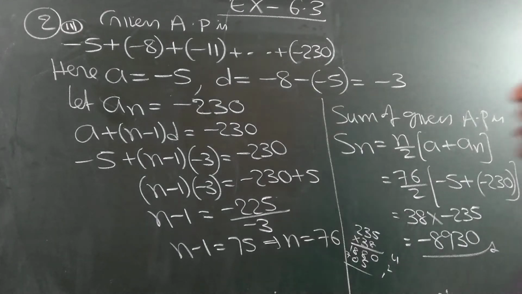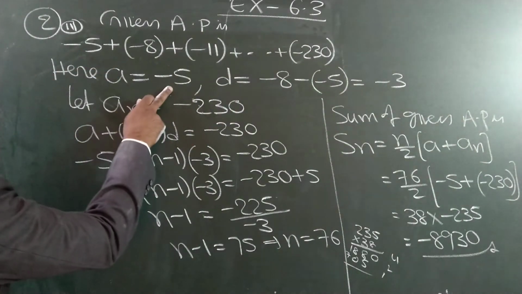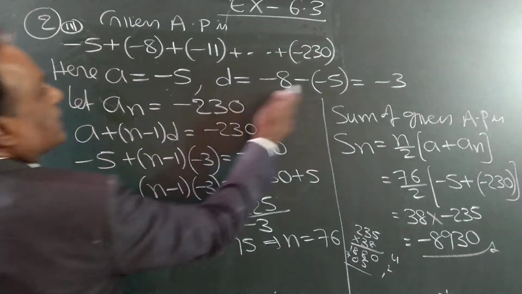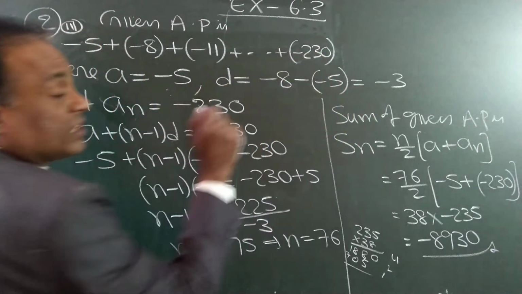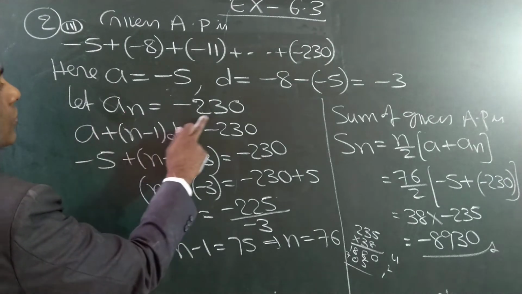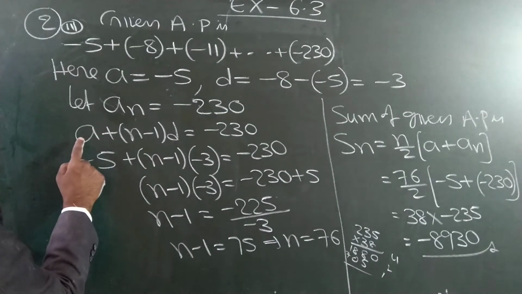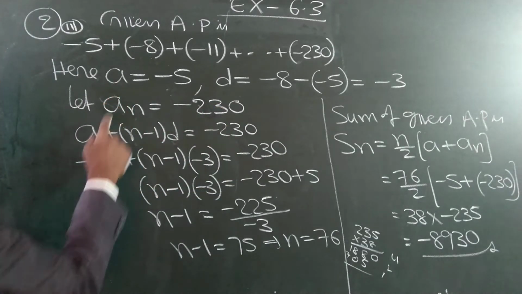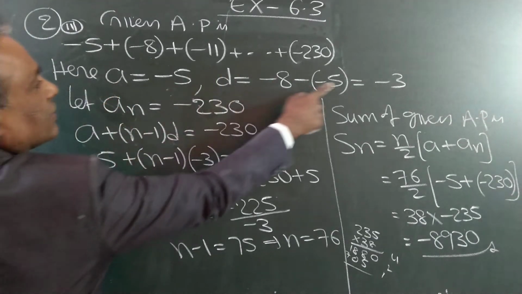See here, a is minus 5. Difference is second minus first: minus 8 minus 5, that is minus 3. Let minus 230 be the nth term. The formula for nth term is a plus n minus 1 into d is equal to minus 230. Substitute a value minus 5, d value minus 3.